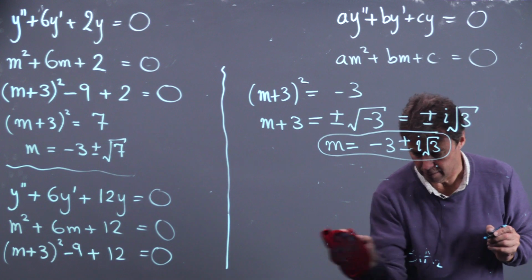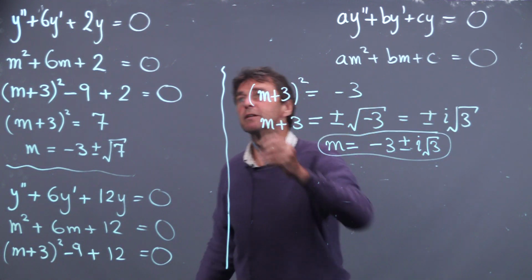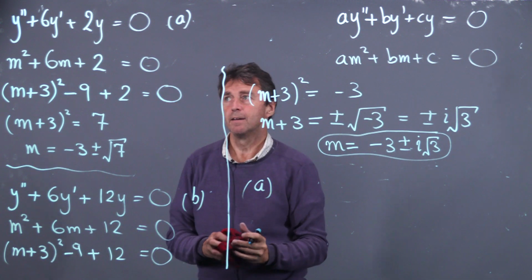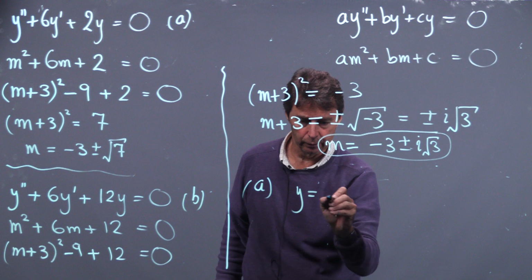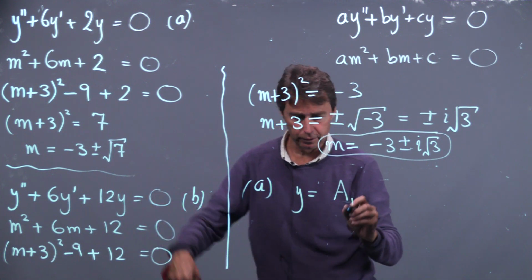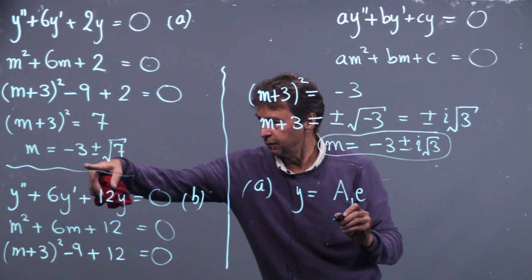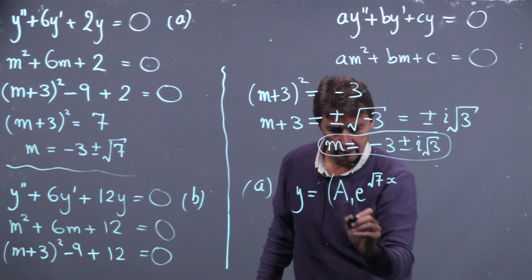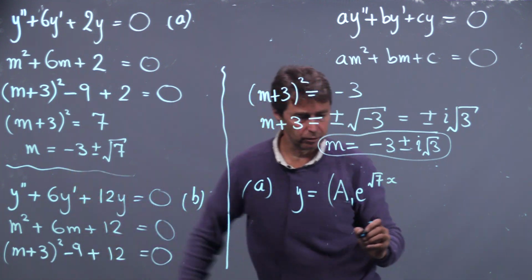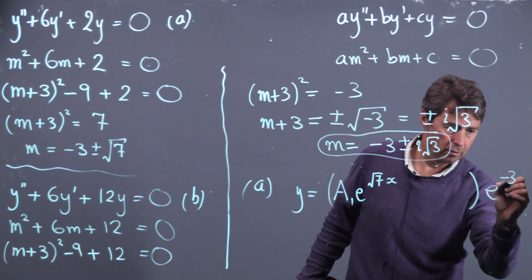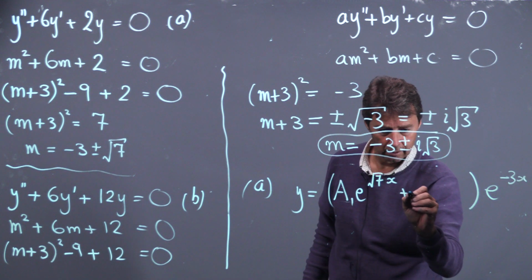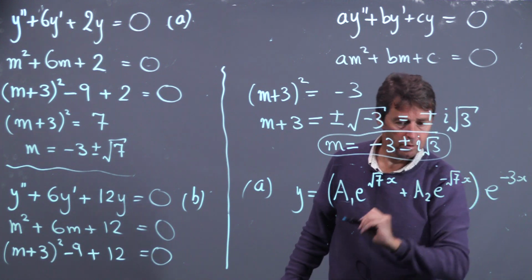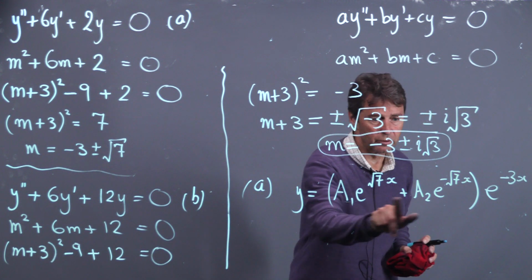So here they are for this particular problem. So let's call this A and this one B. So A, that's got the solution y is equal to some constant A1, and I've got these two possibilities for m, so it's e, and I'm going to write it this way. Both of the solutions have a minus 3 there, so I'll take that out as a common factor. And there's my two arbitrary constants and the rest of the exponentials.